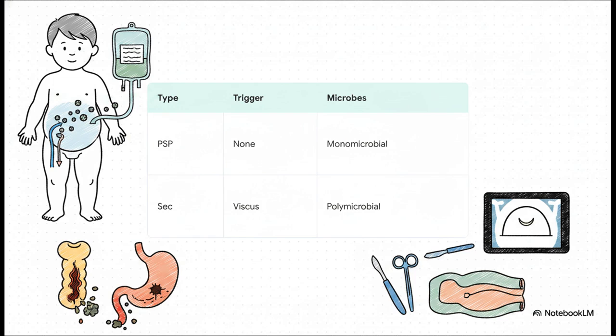This is a critical distinction matrix right here. PSP occurs without any structural breach. In this little girl, urinary loss of immunoglobulins allowed bacteria to transmigrate straight into her ascites. It's strictly monomicrobial, no free air on imaging, and it's treated simply with IV antibiotics. Secondary peritonitis is a totally different beast. That's driven by a burst appendix or a perforated ulcer. It's highly polymicrobial, you'll see free subdiaphragmatic gas, and it demands an absolute emergency laparotomy.